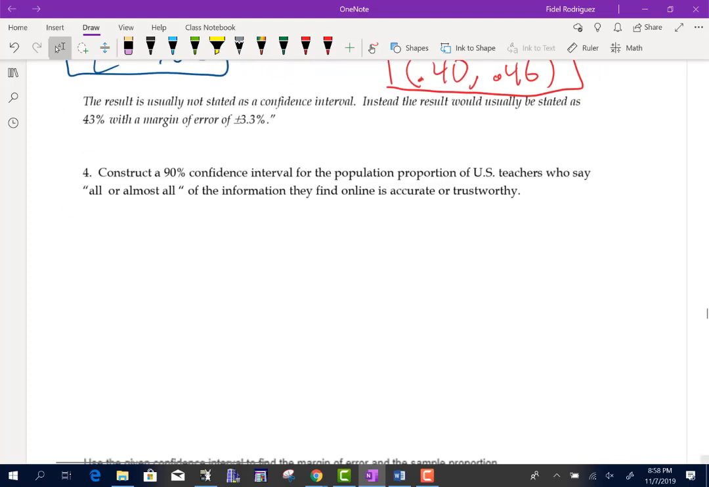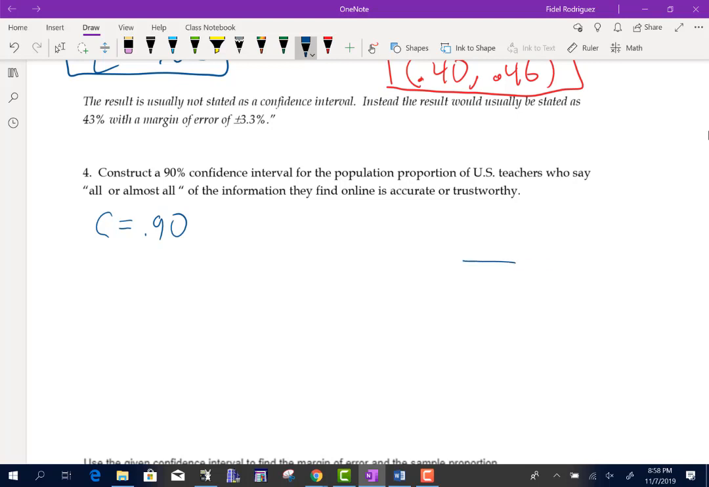All right, let's do the same thing for number 4. So let me grab my pen again. Now look what number 4 says. Construct a 90% confidence interval. Okay, so number 4, I'm going to look at a 0.90, for the proportion of U.S. teachers who say all or almost all the information they find online is accurate or trustworthy.